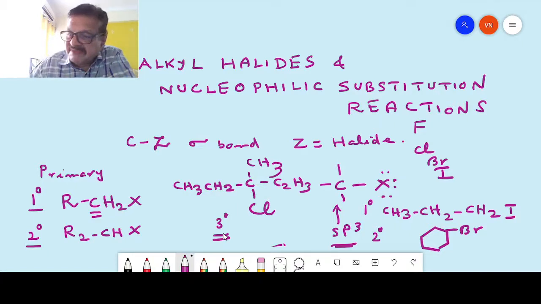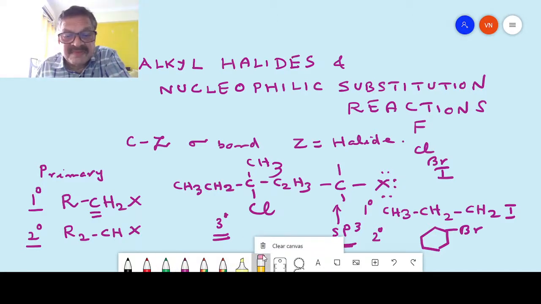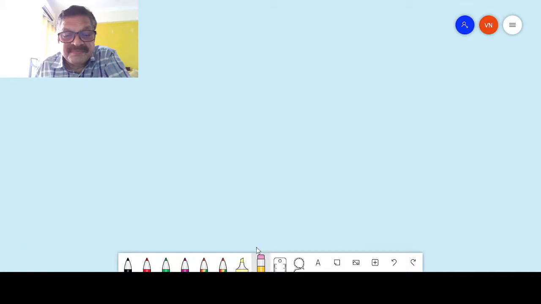So I am just giving a brief introduction about alkyl halides before going into the nucleophilic substitution reactions. Now, suppose we have a compound like this. What will be the situation? So, this compound. What is this?